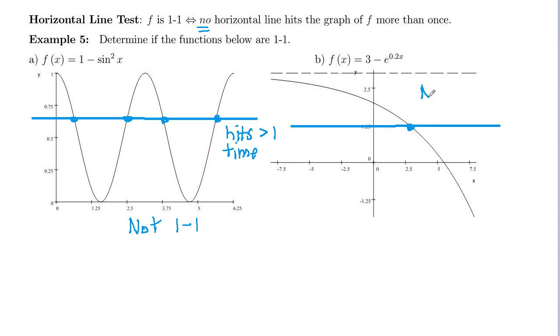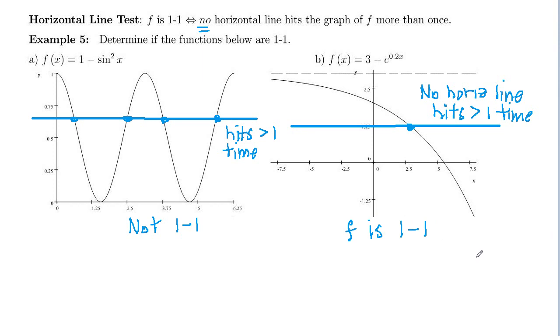Okay, so no horizontal line hits greater than one time. And in this case, f is one-to-one.